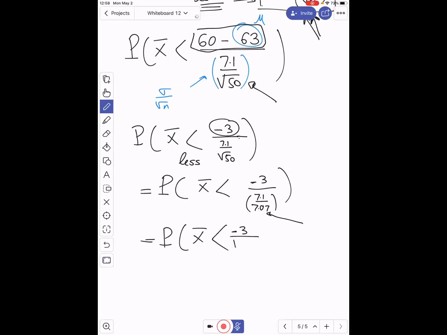I'm gonna just take 1.00, right? So then this is X bar less than, sorry, it's not X bar actually. Sorry about that, because I converted my X bar to Z, right? So here it should be Z, of course. Z less than -3 over 1.00. That's, of course, just -3.